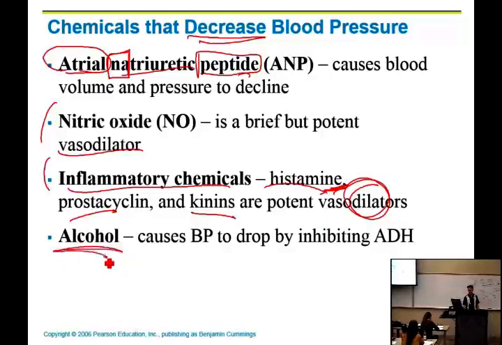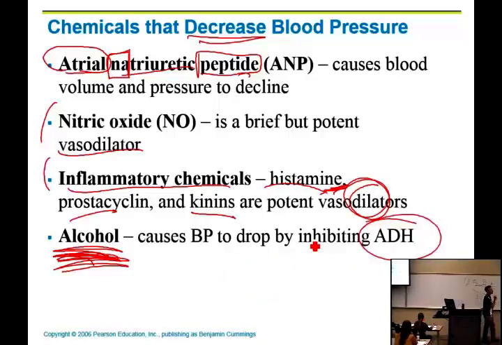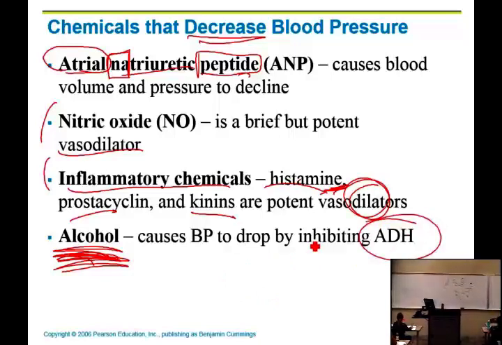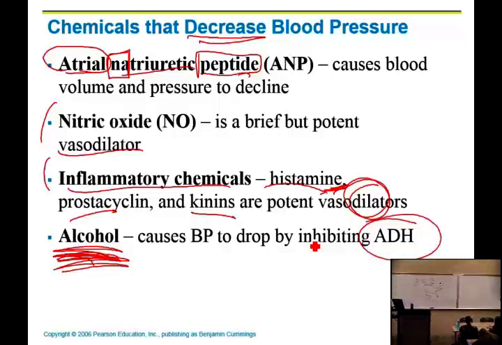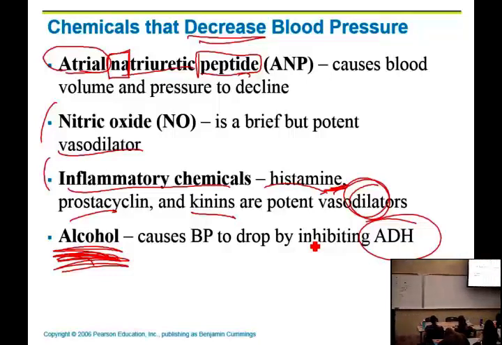This one is an extrinsic one. So this one, you should not be utilizing this weekend. So this one can cause a blood pressure drop by inhibiting antidiuretic hormone. So it is a diuretic. The main way that it's a diuretic is it keeps us from releasing antidiuretic hormone. Antidiuretic hormone says, okay, we're going to hold on to water down the kidneys, we're going to constrict blood vessels, etc. Alcohol actually inhibits that whole pathway.